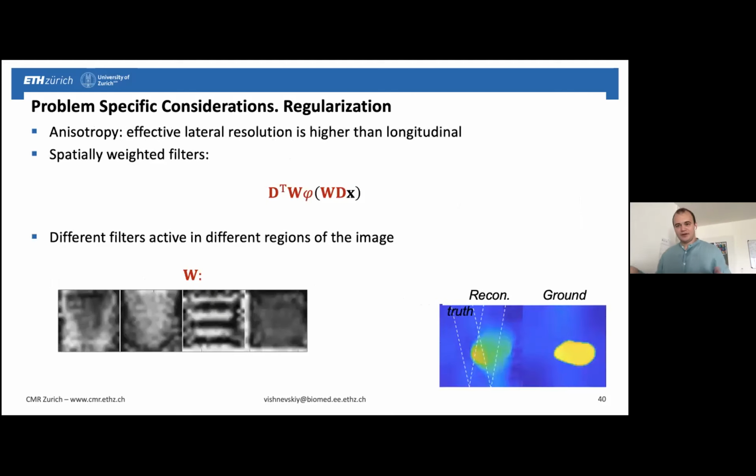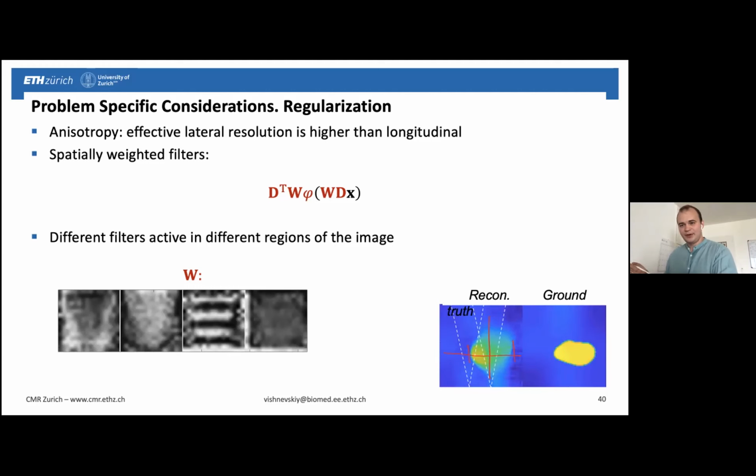In case of this particular problem of ultrasound transmission tomography, as we mentioned, we have very anisotropic data. So you see that the longitudinal resolution is really low. We have a lot of blurring. But in the lateral resolution, you can see some sharp edges. Also, you can see that different parts of the image are intersected by a different amount of rays. So we have a different amount of data for different parts of the image.